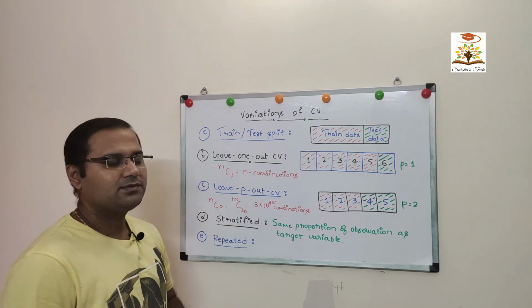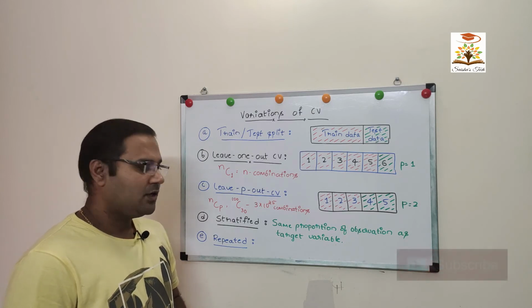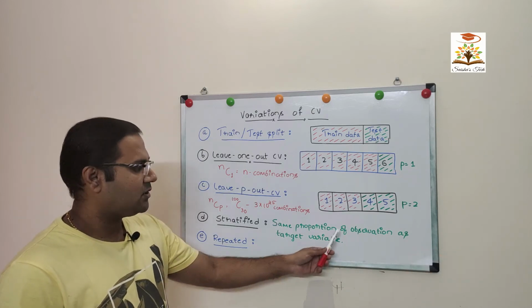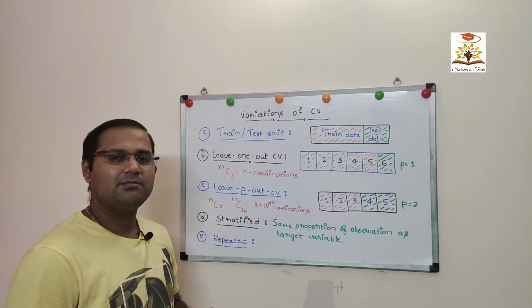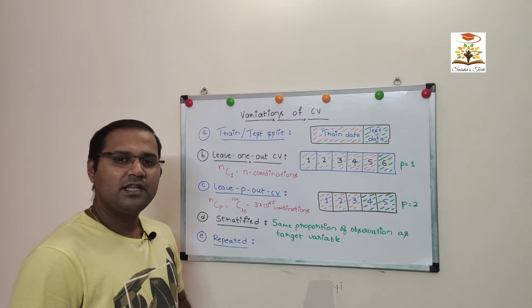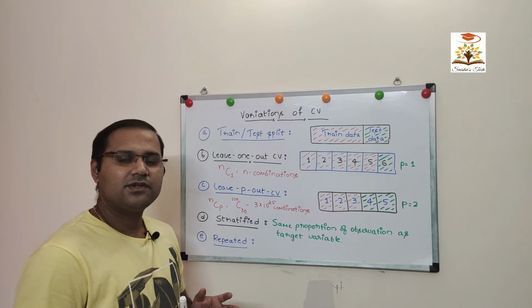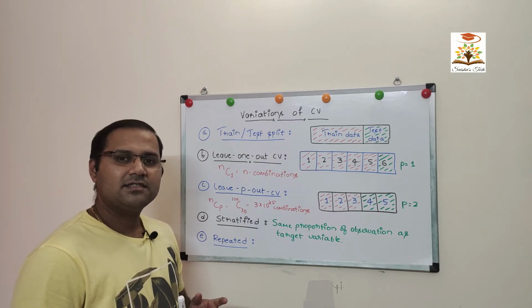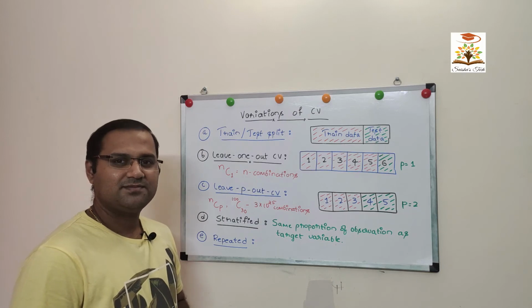Stratified type of cross-validation. In this type of variation, you choose the same proportion of observations as the target variable. For example, if you have a 60 to 40 ratio of healthy to bankrupt companies, then each of the folds has the same ratio of healthy to bankrupt companies.